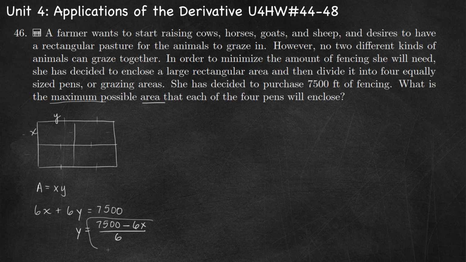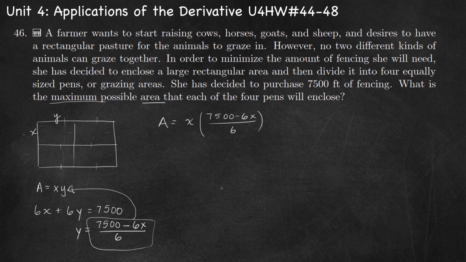And now I can substitute that in for y in my area equation. So the area is x times (7,500 minus 6x) over 6. Now we have an equation written in terms of a single variable. So this is what I'm trying to maximize, this area equation.